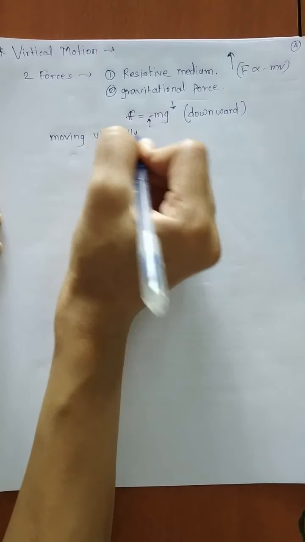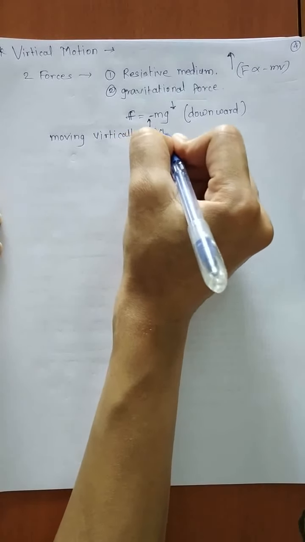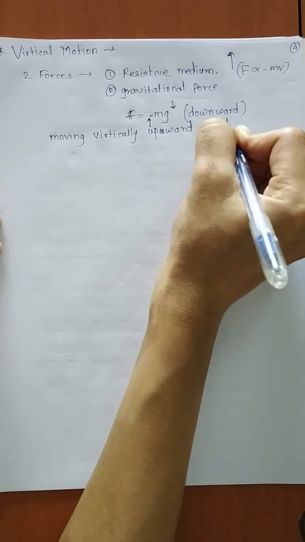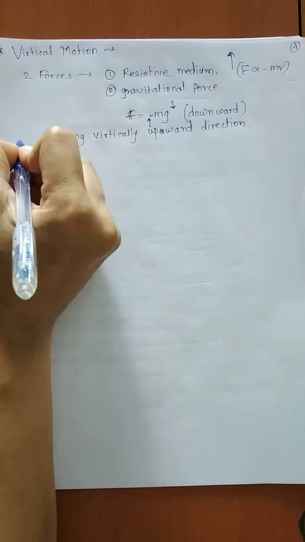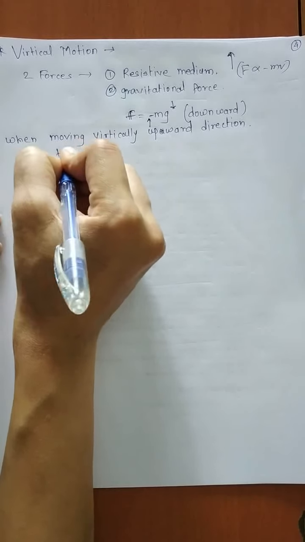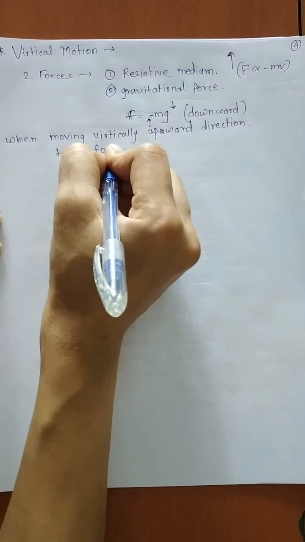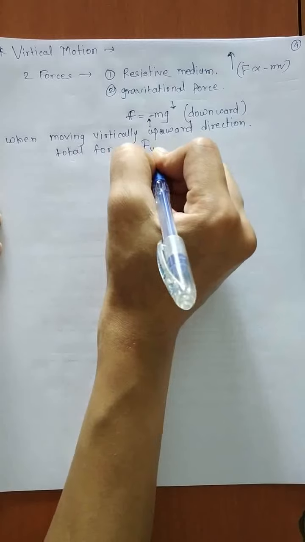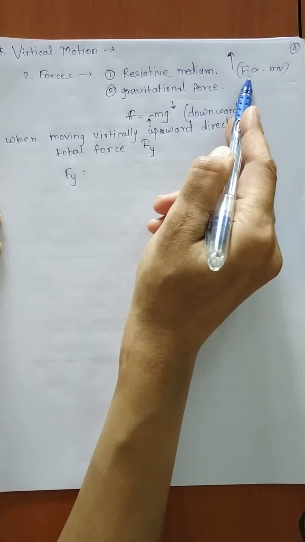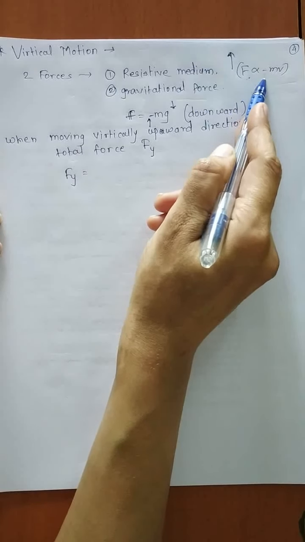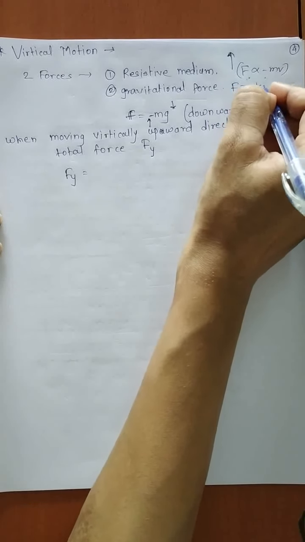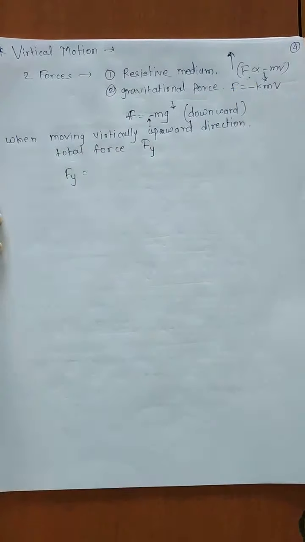We are taking the simplest case, that is the vertically upward direction. So when the projectile is moving vertically upward, we will have two forces. Let's say the total force is Fy. The total force Fy will be first this force. We have simplified in this lecture itself that F will be equal to minus kmv. That is our equation 2.